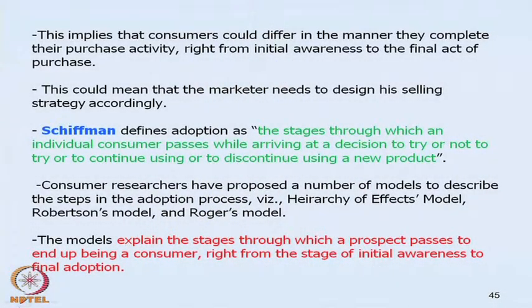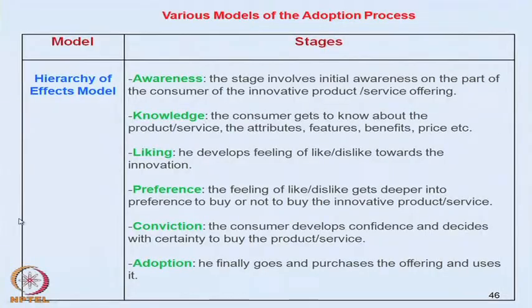Now, when we are talking of these different stages through which a consumer is going to pass, right from being a prospect to being a consumer, from his initial awareness about the new product to his final adoption of the new product, we will discuss a few of these models. We have the hierarchy of effects model, which starts with awareness, which leads to knowledge, liking, preference, conviction, and adoption.